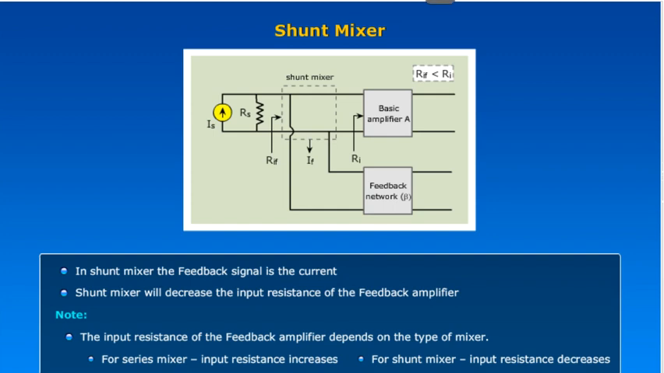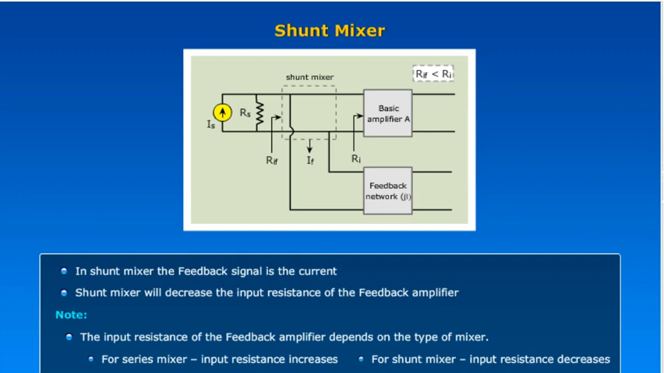Next one is the shunt mixer. This is a connection of your shunt mixing. When you're using the shunt mixing, the signal source must be the current source. The shunt mixer will decrease the input resistance of the feedback amplifier. Note here that the input resistance of the feedback amplifier depends on the type of mixers.